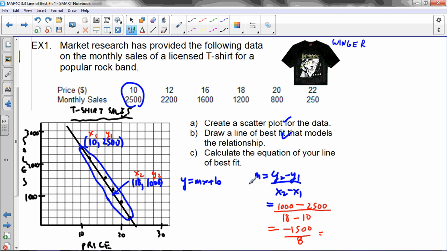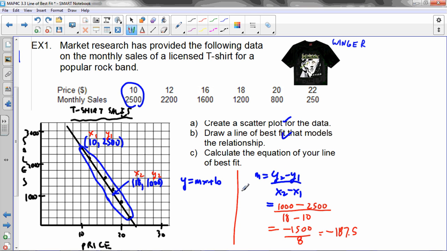And we could put that into a calculator and get a number. I bet you it goes evenly, or pretty close anyway. So it looks like around negative 187.5. And notice that if you pick different numbers, your slope's going to be different than this. Okay? All right, so m is negative 187.5. So notice what that means. Every dollar that I raise the price, I'm going to lose $187 in sales, right? And that seems to be the trend.